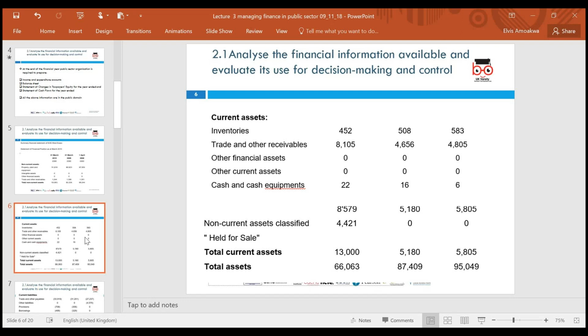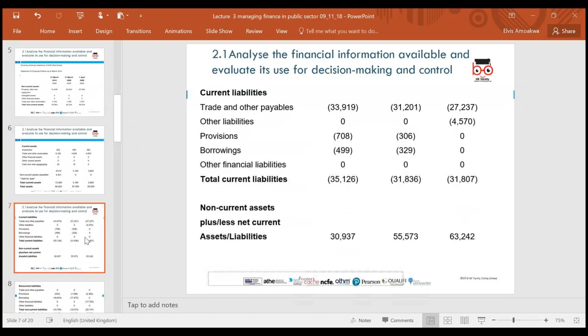We're going to use this information to analyze and make decisions out of it. So if we want to come back, we will always come back. So don't worry at all. So we've looked at current assets and non-current assets. The non-current assets are fixed assets, and the current assets, they're easy to pick up cash and cash equivalents. Right, let's look at the next slide.